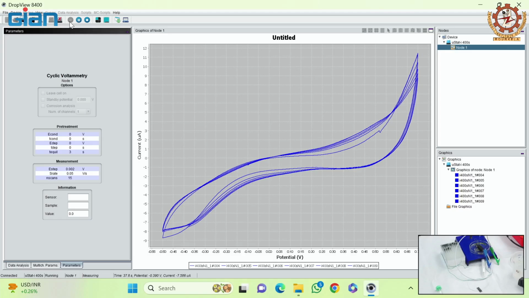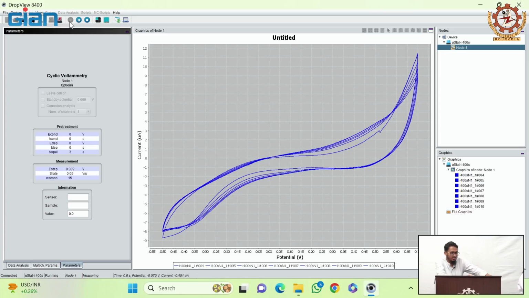Broadly, in all sensor development, the steps are the same. Electropolymerization is called the functionalization step, where you functionalize the layer of the working electrode. Functionalization is followed by calibration. There may be a stabilization step depending upon the protocol and the mechanism involved.